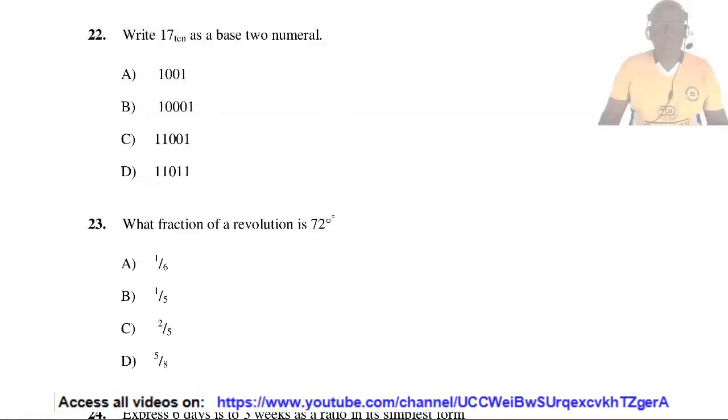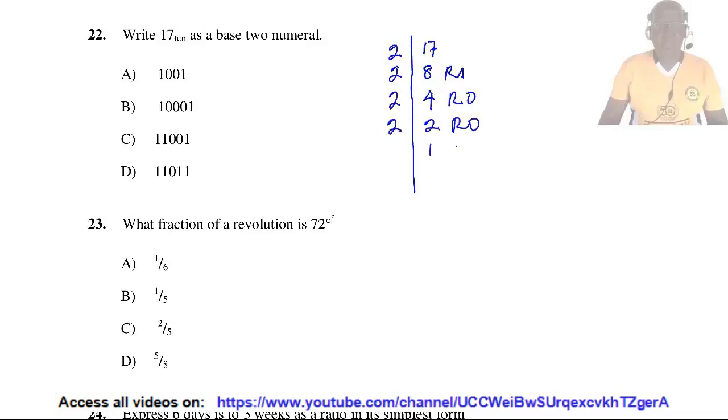Question 22. Write 17 to the base 10 as a base 2 numeral. That's 17. Divided by 2, we shall get 8, remainder 1. Divided by 2, we shall get 4, remainder 0. Divided by 2, we shall get 2, remainder 0. Divided by 2, we shall get 1, remainder 0. Divided by 2, we shall get 0, remainder 1. So the answer is going to be 1, 0, 0, 0, 1, which is B.